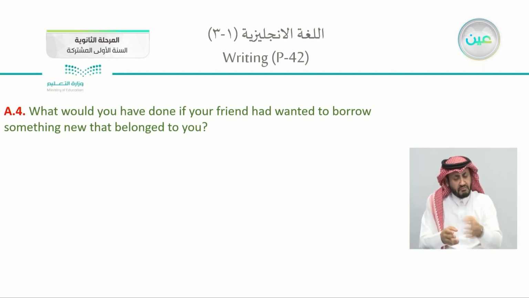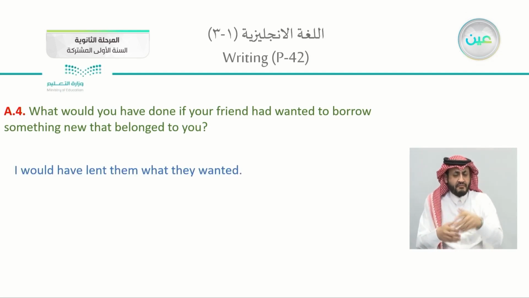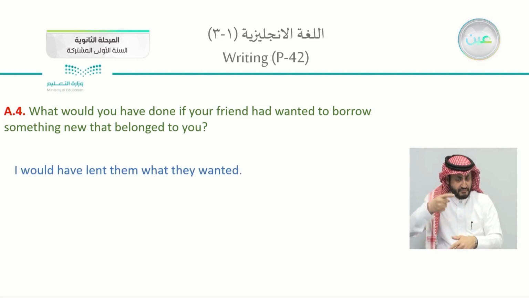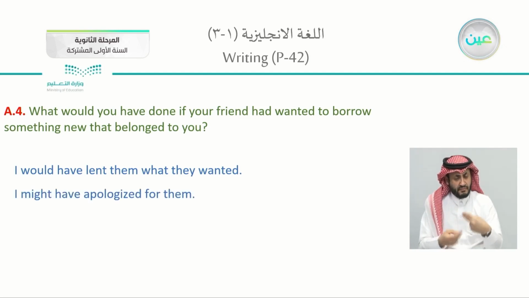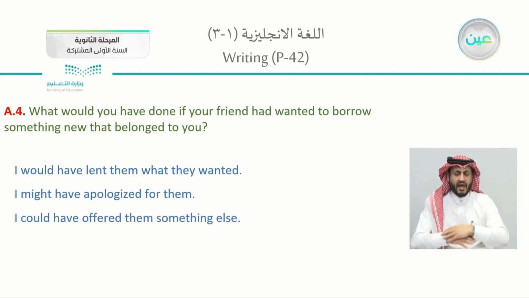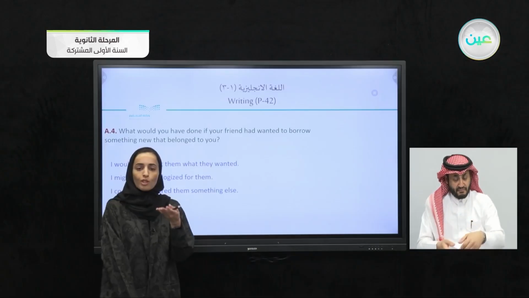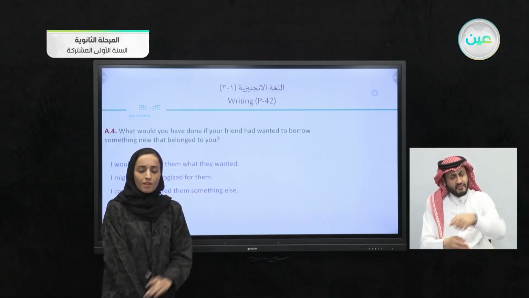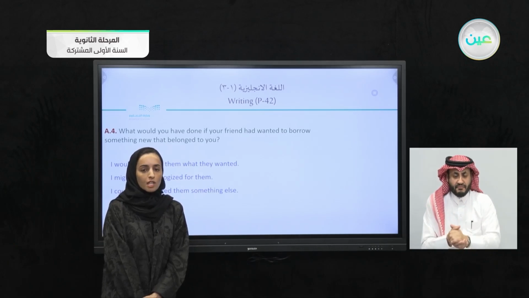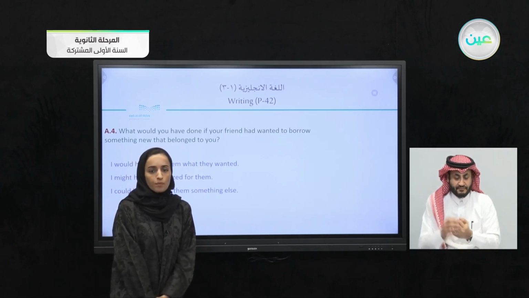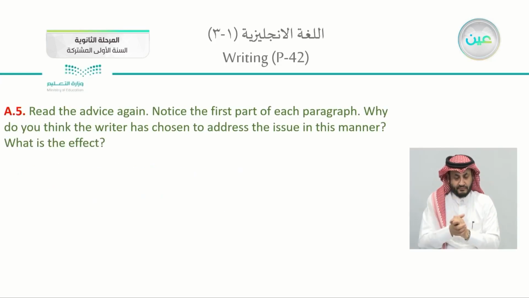I am totally against sharing my personal things. So I would have lent them what they wanted. You can say I might have apologized if I were Sabah. And you can say I could have offered them something else, not the valuable or the new one. I could offer them any other thing. You could apologize and you will say yes, I would give them my new items.